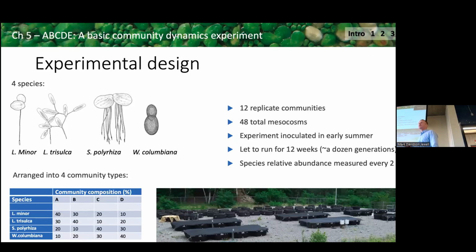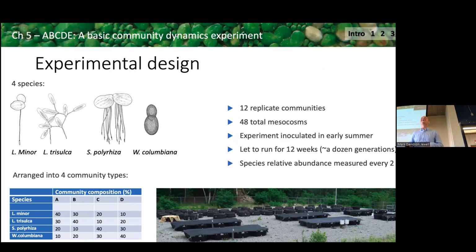So the experiment's like what I outlined, but a little bit more complex. Now we have 4 different species of duckweed, not 2, and they're arranged into 4 different community types. Each species can either start out at 10, 20, 30, or 40% relative abundance. Each of these 4 community types are then replicated in 12 different mesocosms. So we have a total of 48 of these giant tubs. We inoculated them all with these same 4 species in these 4 different compositions at the beginning of the summer.